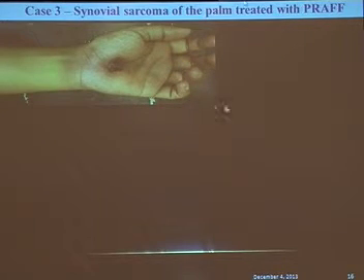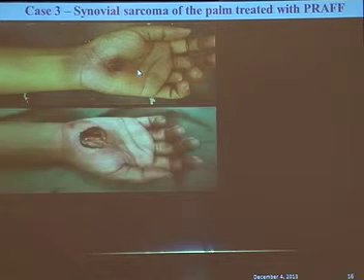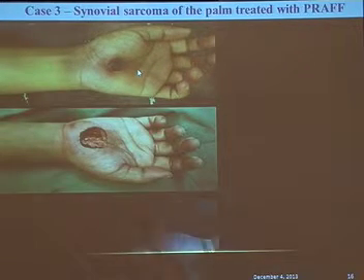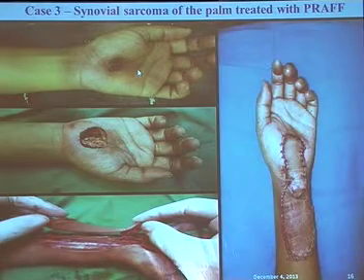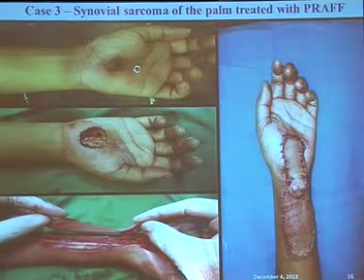This was a 3 into 2 centimeter synovial sarcoma situated on the palm, which was excised with the perineurium of the median nerve, and the resultant defect was reconstructed with a pedicle radial forearm flap. The functional outcome of the patient was quite good.